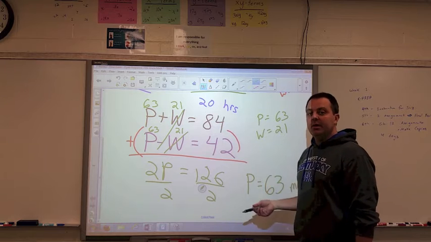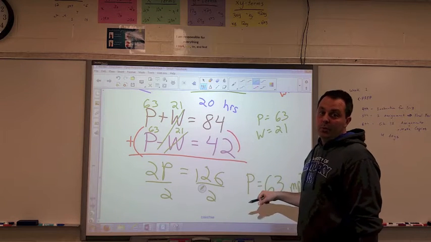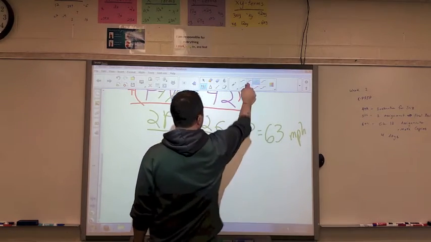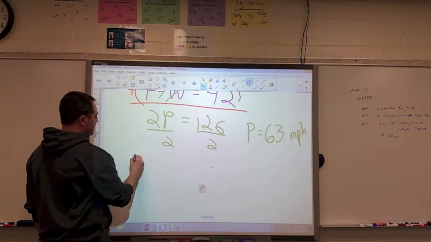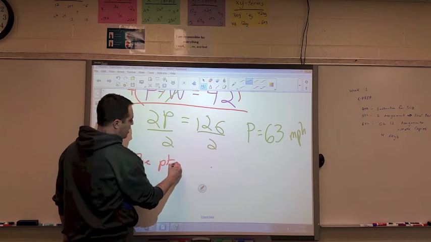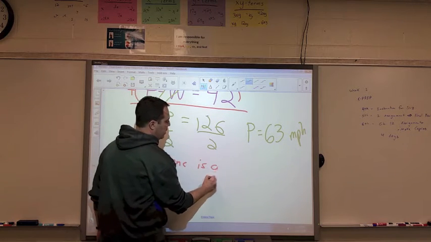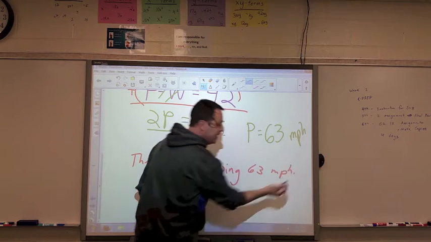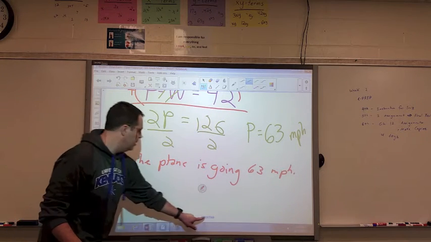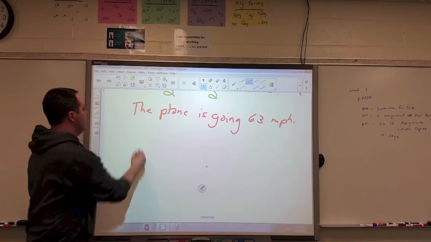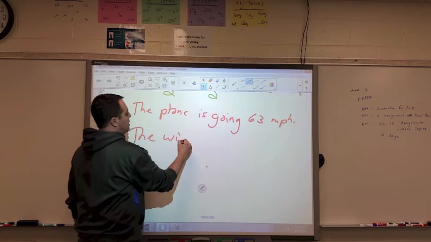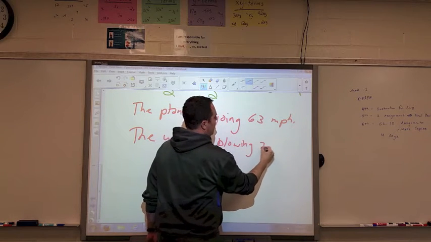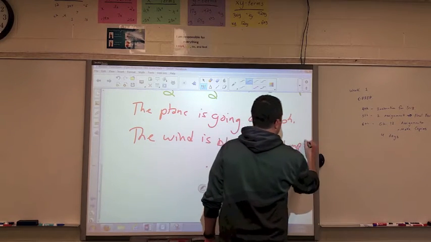Remember, when you're solving a word problem, we want to give our answer in words. All right, so the way that you would properly write your solution here is to say the plane is going 63 miles per hour, or you could say the speed of the plane is 63 miles per hour, and you could say the wind is blowing at 21 miles per hour.